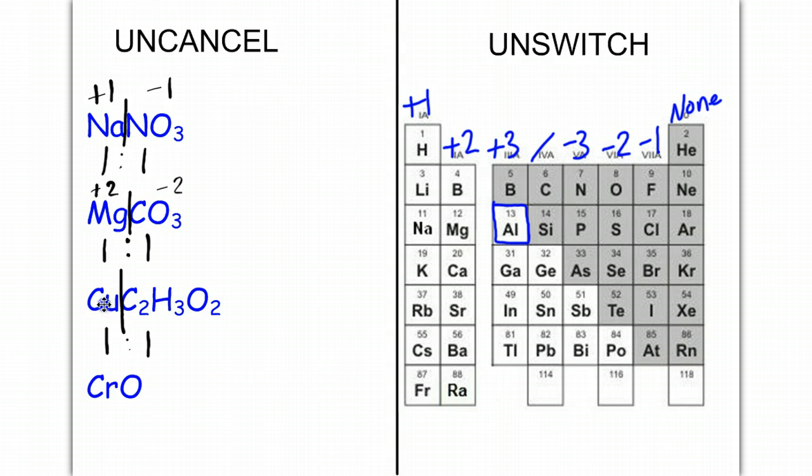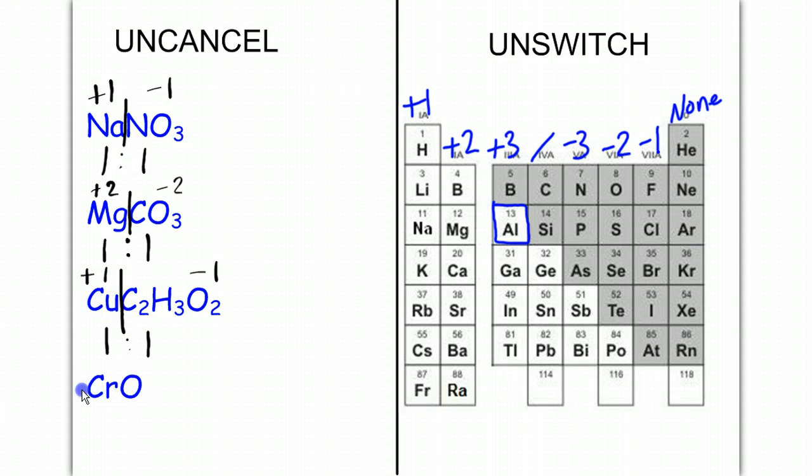I can't figure out copper, so I better know the charge for C2H3O2, which is called acetate. The charge on acetate is -1 based on our list of ions, which means the copper must be a +1 charge. And so that's how I'm going to know the oxidation state or the charge of my transition metal copper.